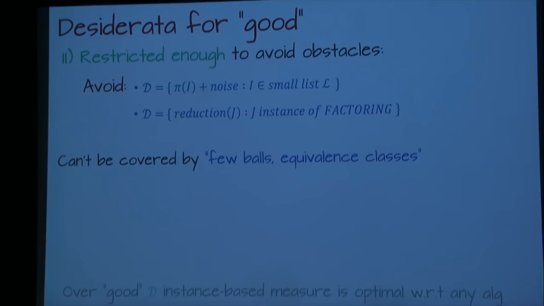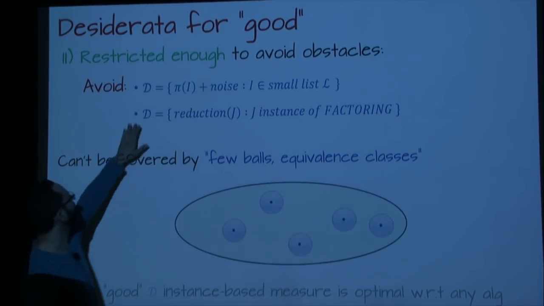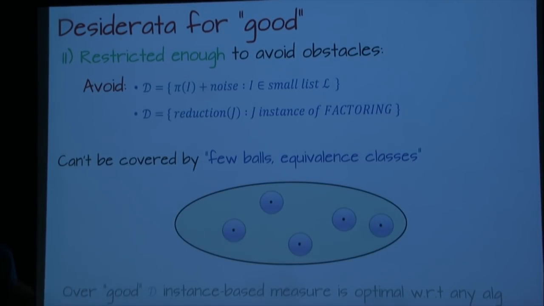In some sense, this could also basically be captured by saying you just want more balls than what you would think otherwise. And you kind of want to say you cannot be covered by a few balls and equivalence classes.